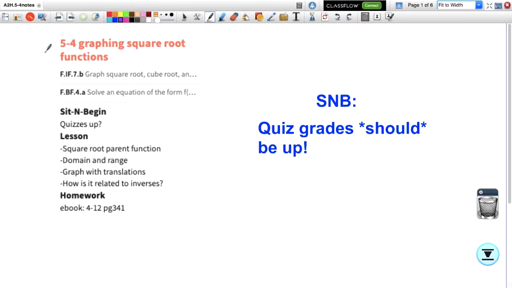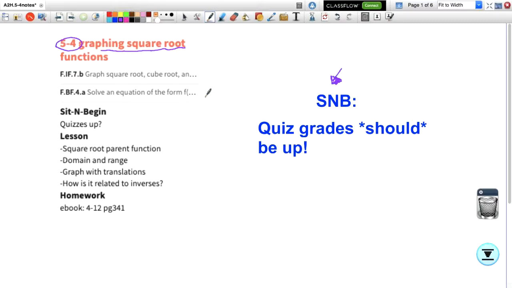Folks, Mrs. White here. Today we're going to start off by looking at section 5.4, which is going to be graphing square root functions. Hopefully your sit and begin today, even though it's not really a sit and begin, is going to be to make sure you check PowerSchool.